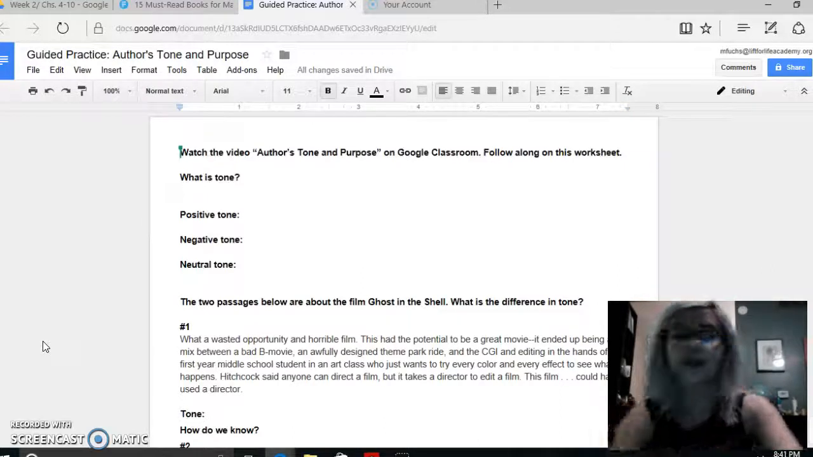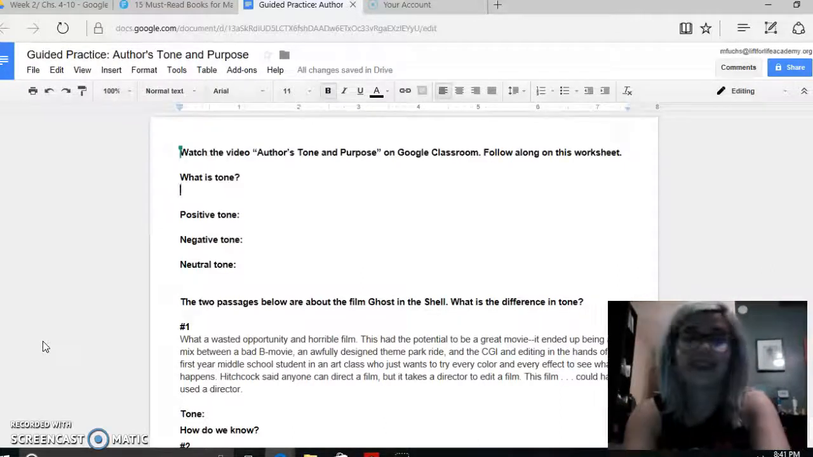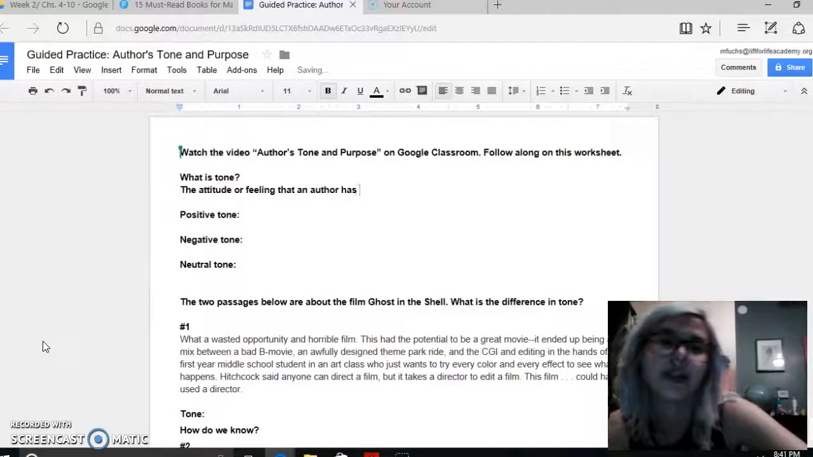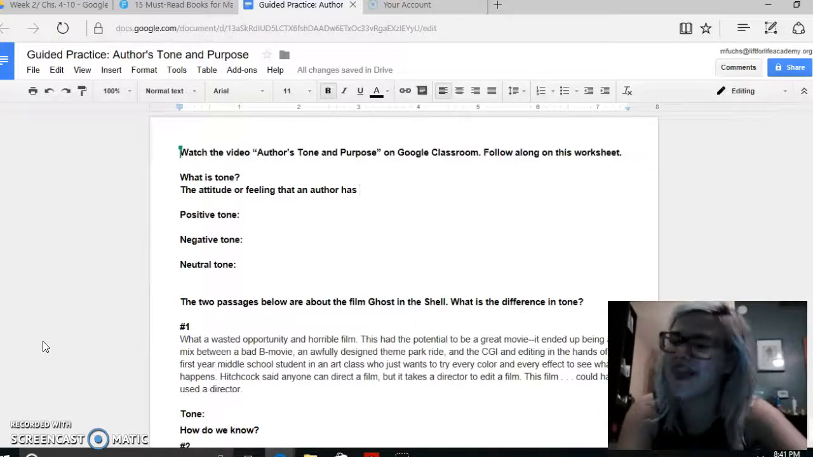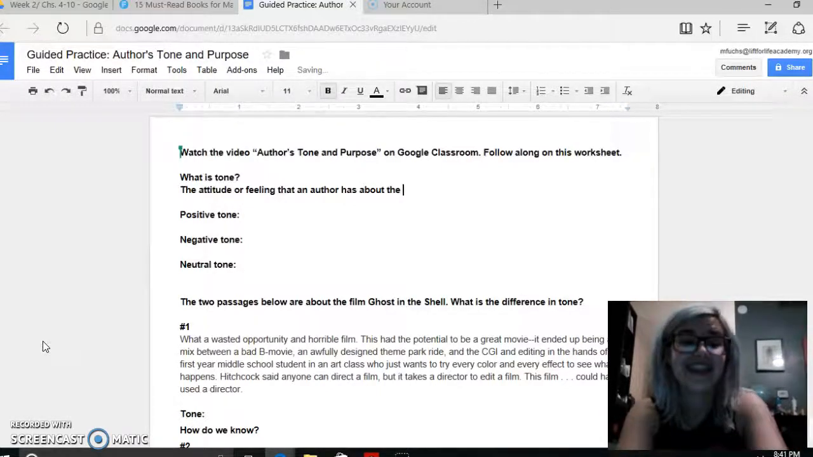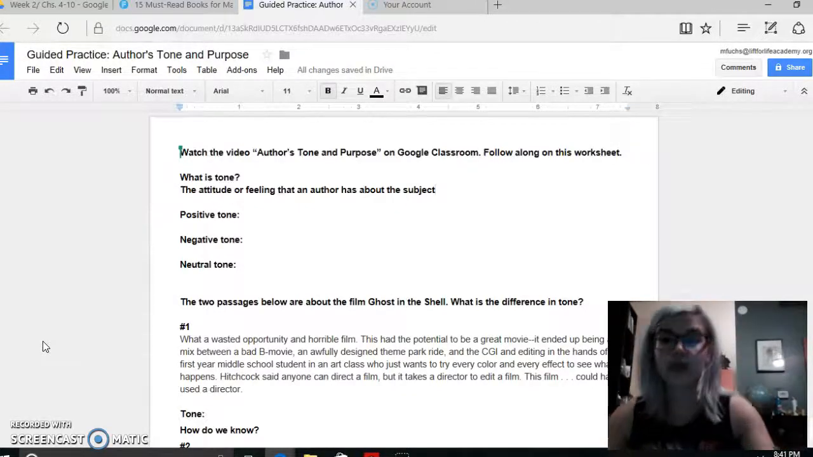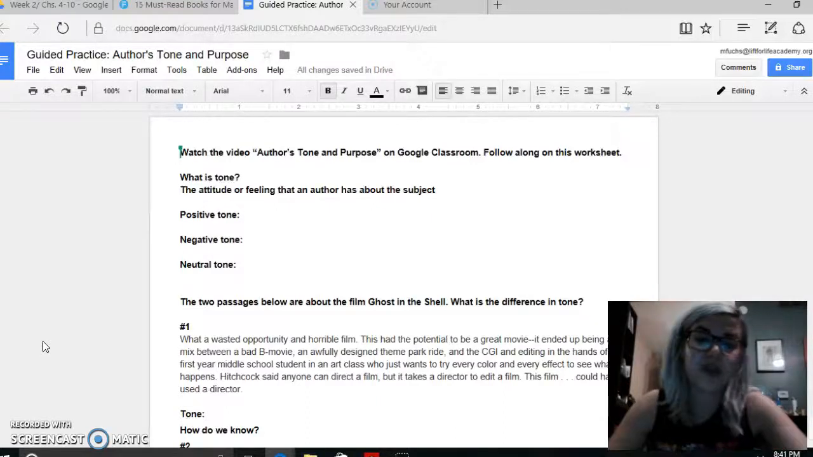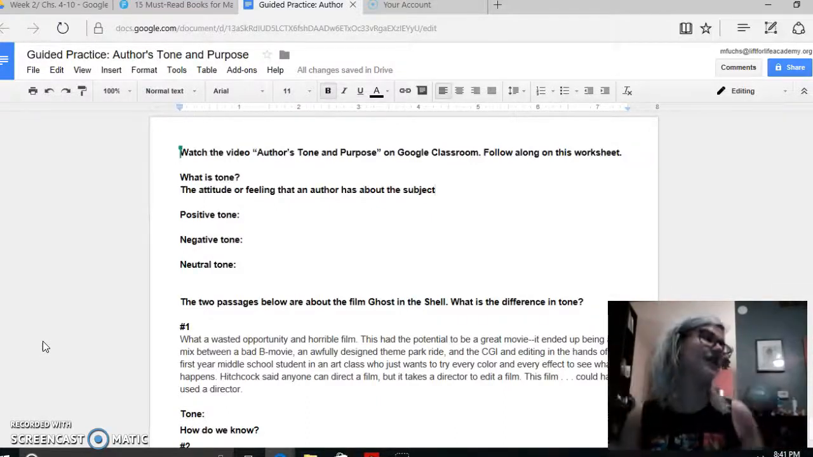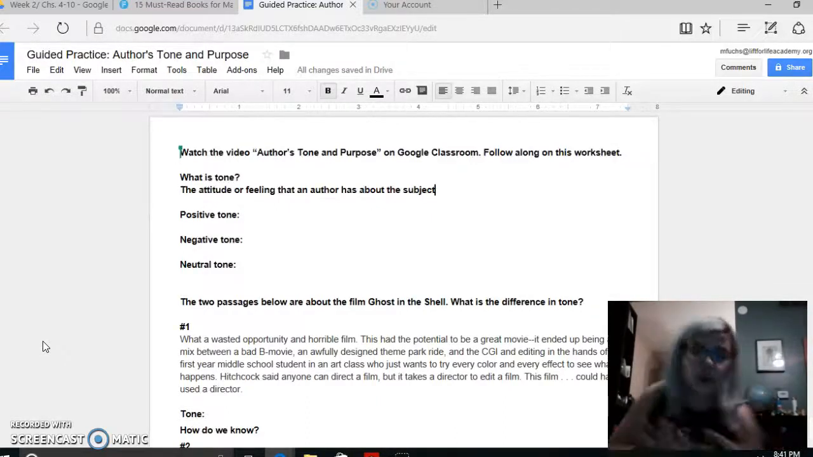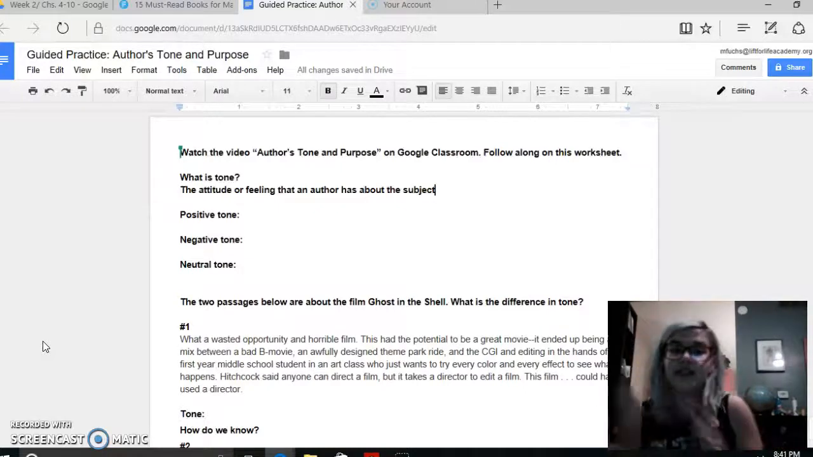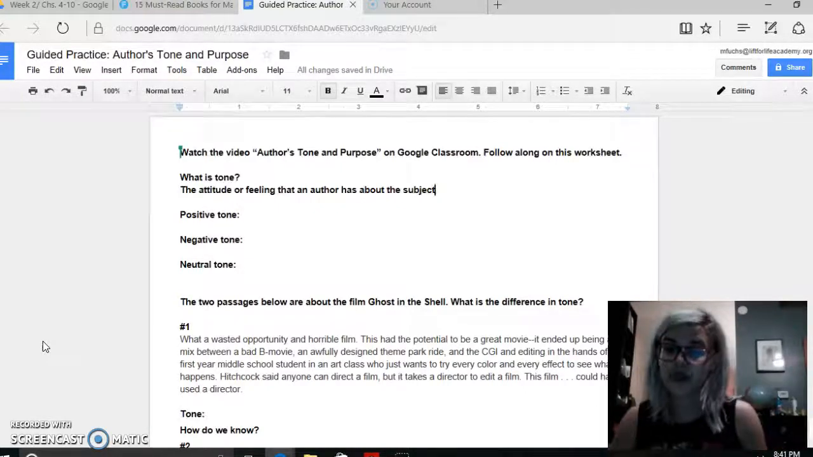What is tone? So, the author's tone is the attitude or feeling that an author has about the subject, okay? So it's not the mood. We've talked about mood, and mood is what the author creates. If you're reading something and it has a specific atmosphere, it feels gloomy, it feels happy, that's the mood. The tone is how the author actually feels about what they are writing.